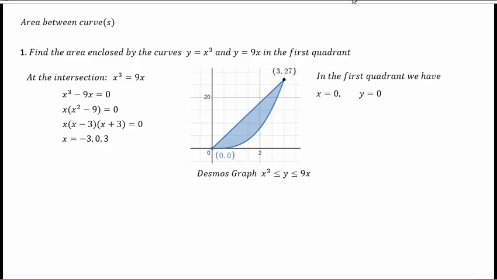When x is 0, then y is 0, as you see from the function or the equation here. When x is 3, then y is 27. Now the integral for the area will be 0 to 3. My top graph is this one, which is y equals 9x. So you write the top one, and then we write the bottom one, which is x^3. So when you take the integral and simplify, your answer will be 81/4.